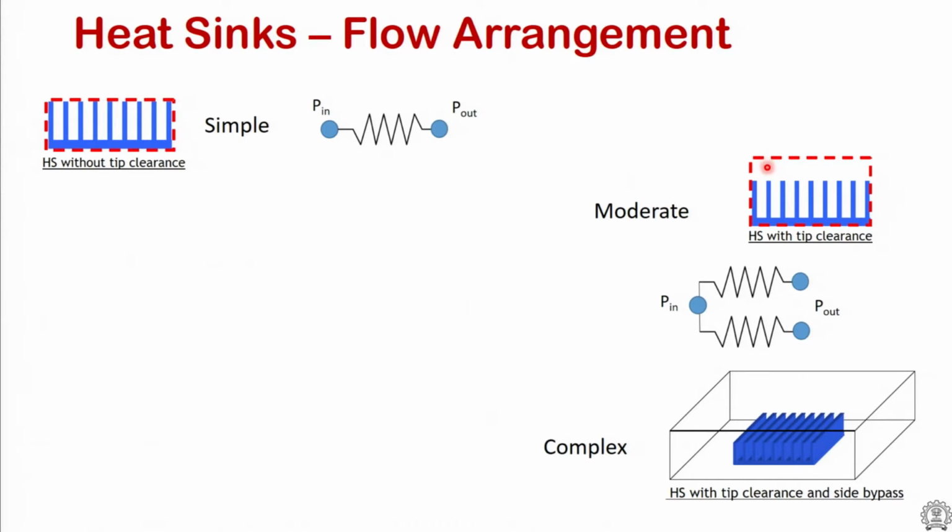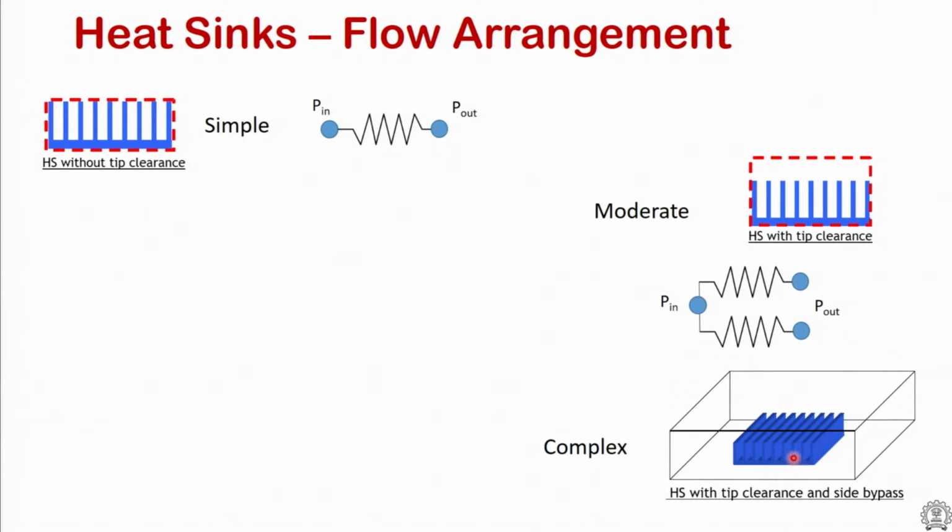So when you have this bypass, the so-called bypass effect, if I draw a resistance network here, the flow goes from left to right, but some flow will go to the top, because flow will always take the least resistive path. So the flow will bypass the heat sink and go there. The effectiveness of the heat sink goes down because of this bypass effect. This is the case we call heat sinks with tip clearance.